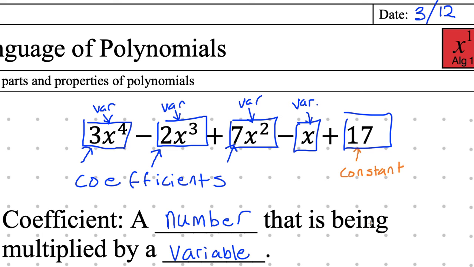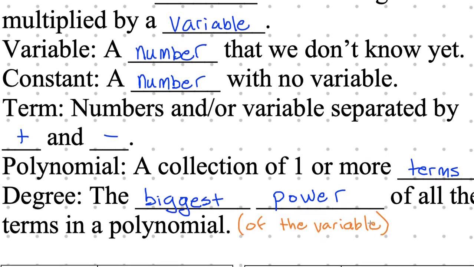Question? What did you mean of the variable? So if I, for example, had 3 to the power of 7, x to the power of 4, what degree is it? Well, even though this is a 3 to the power of 7, I only care about the exponent of the variable. Oh, I see. All right, yeah, that was a great question.